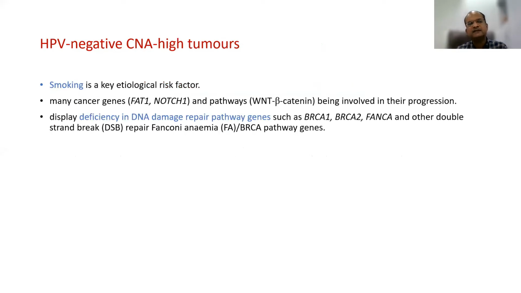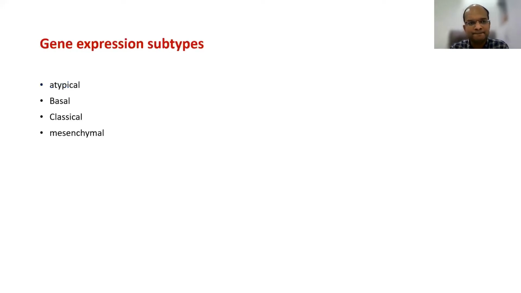The second category of HPV negative tumors is the copy number alteration high tumor. These are usually associated with smoking and tobacco chewing, and display DNA abnormality and abnormality in DNA damage repair pathway genes. So it's like BRCA1, BRCA2 abnormality and abnormality in the double-stranded break repair mechanism. So in future, drugs against these targets, BRCA1, BRCA2, may be helpful in treatment.